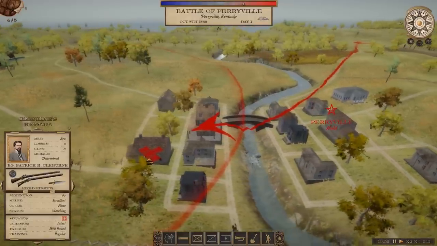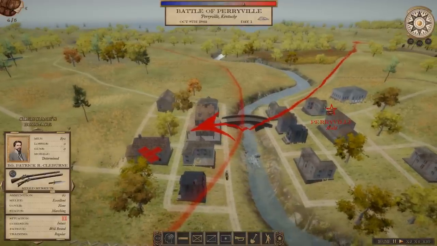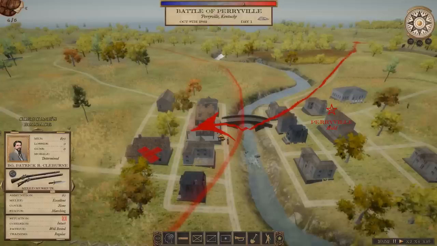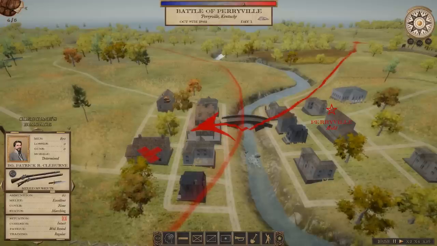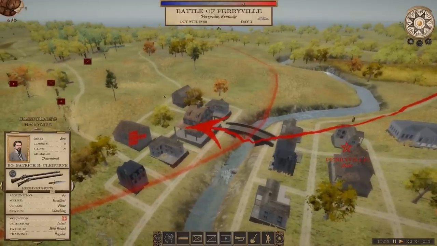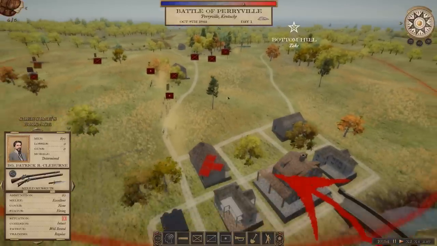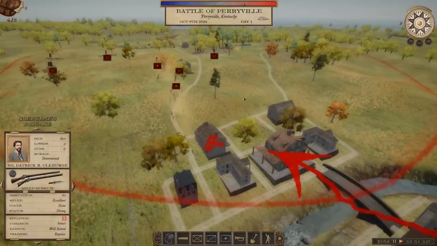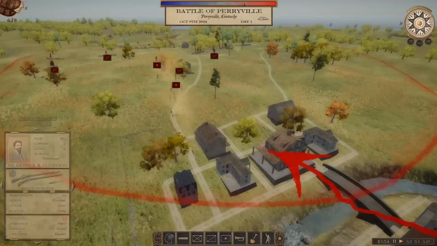With that we can, for example, occupy some of the houses here. In the game it's possible to take positions inside buildings with infantry, just like happened in Fredericksburg, for example. So they will occupy these houses, and from the houses they could observe a bit further the enemy movements and use the buildings for cover.